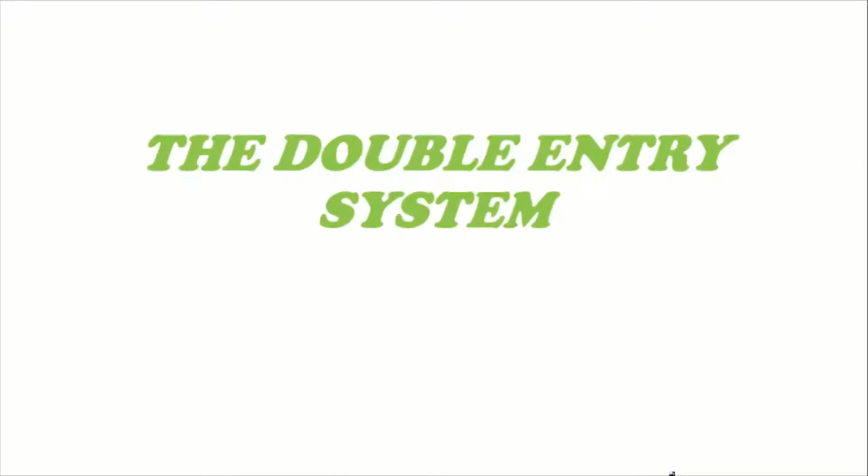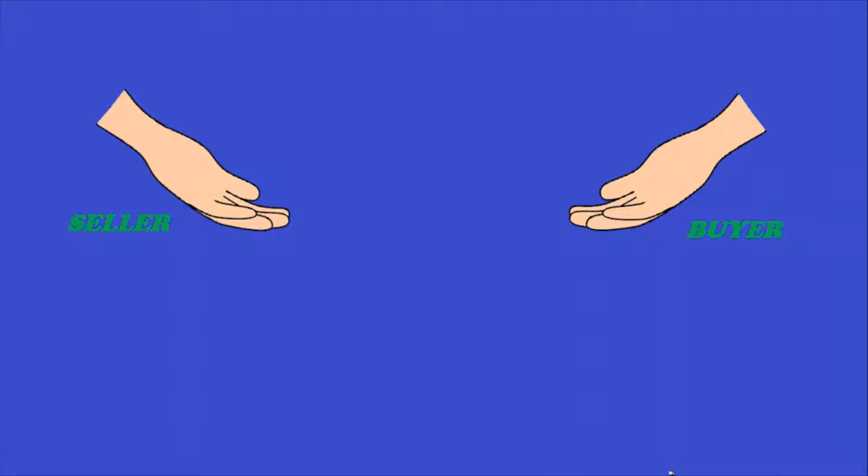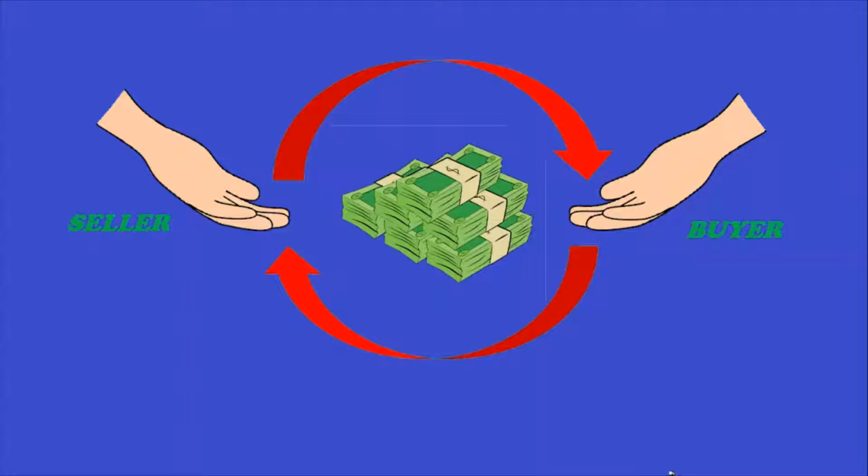In this video, I will talk about the double entry system. The double entry system is a method of recording transactions in a business. Now, what is a transaction? A transaction is an agreement between a buyer and a seller to exchange goods and services in return for money.